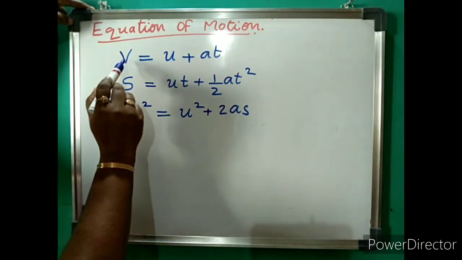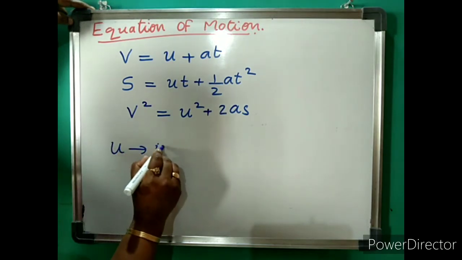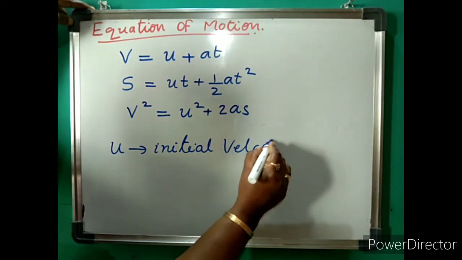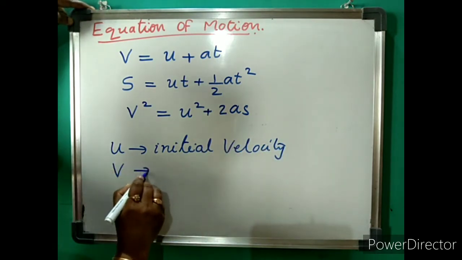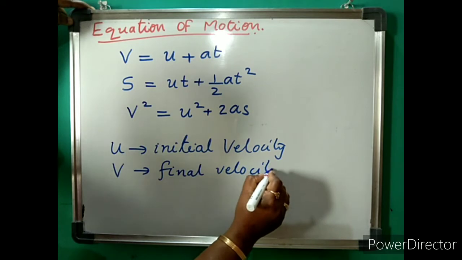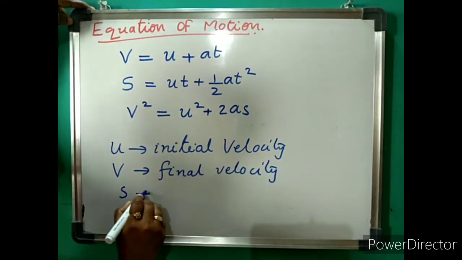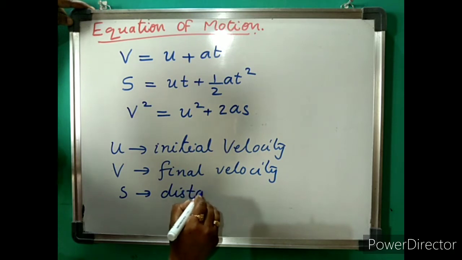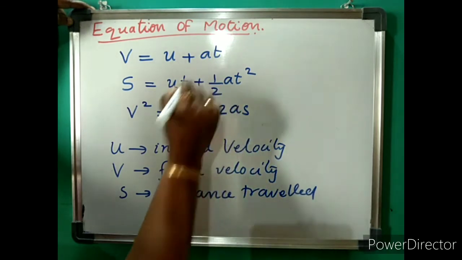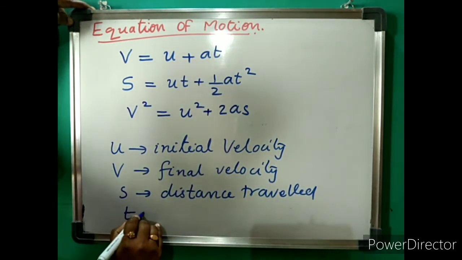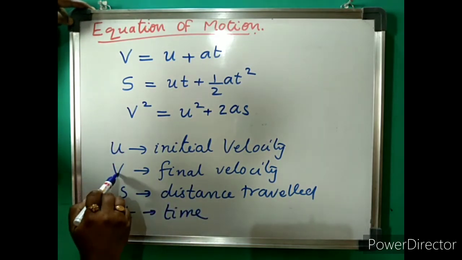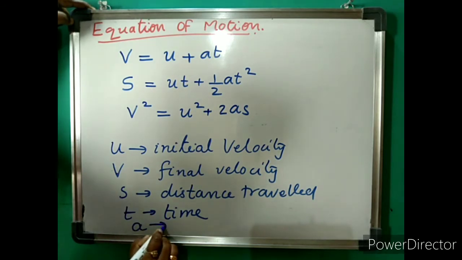In these equations, what is u? U is the initial velocity of the object and v is the final velocity of the object. What is S? S is the distance traveled by the object. And T is the time taken for changing the velocity from U to V with uniform acceleration A.